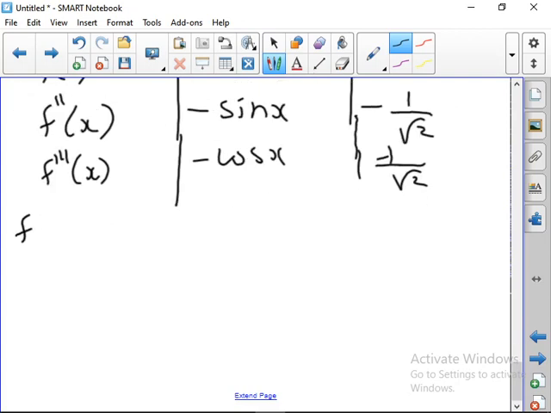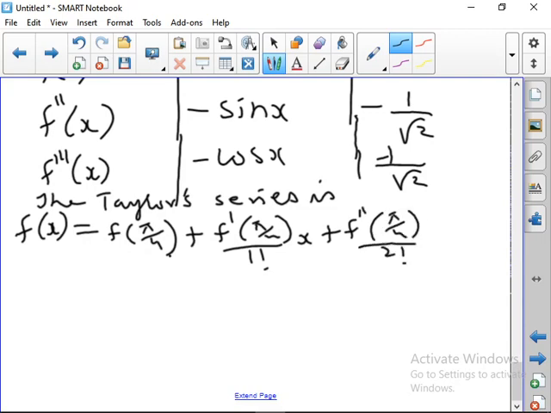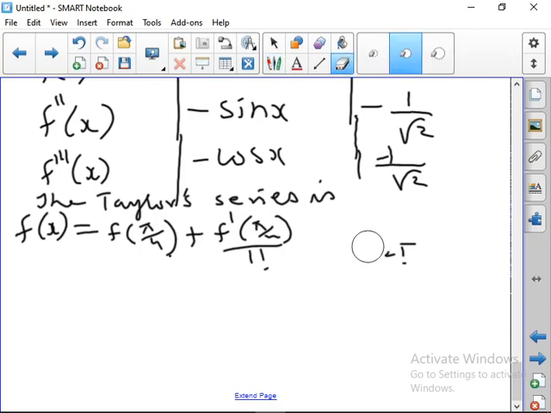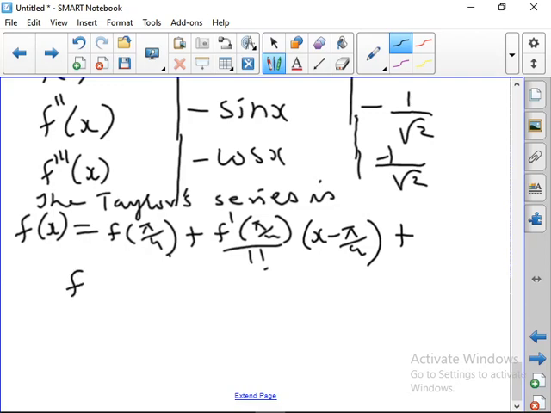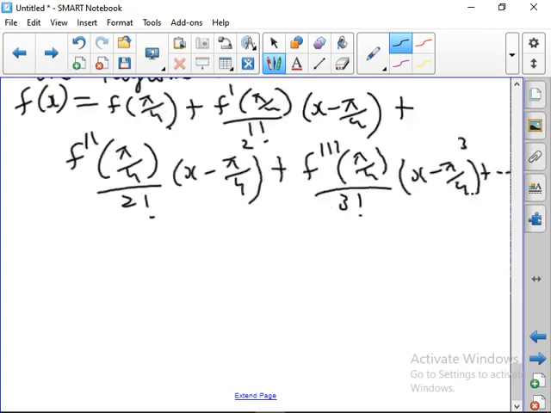So what is the series now? The Taylor series is f of x is equal to f of pi by 4 plus f dash of pi by 4 by 1 factorial into x minus pi by 4, so you should be very careful in writing, plus f double dash of pi by 4 by 2 factorial into x minus pi by 4 the whole square, plus f triple dash of pi by 4 by 3 factorial into x minus pi by 4 the whole cube, plus etc. Now substitute.